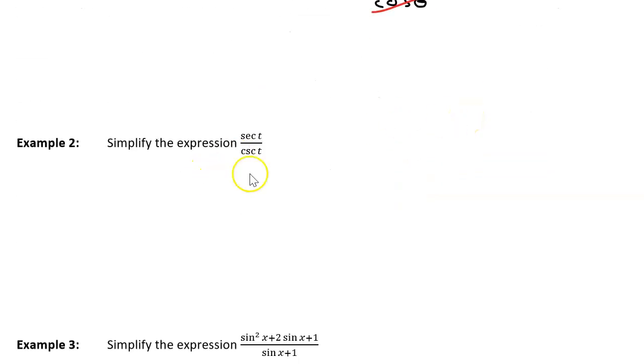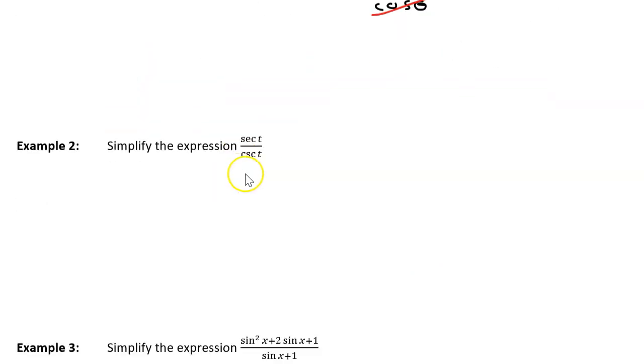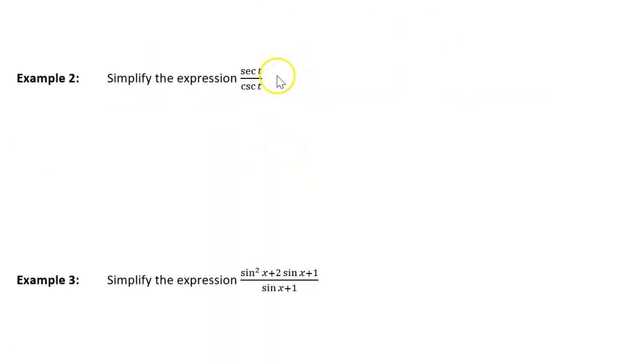For the next one, we've got secant t over cosecant t. And if you check your reference, you can see that secant is 1 over cosine and cosecant is 1 over sine. So let's replace these. 1 over cosine over 1 over sine. So dividing by a fraction, this is a complex fraction that you may have seen in 150 if you took 150.